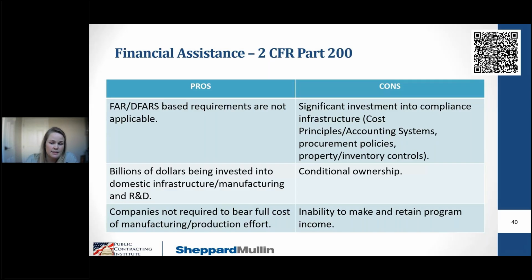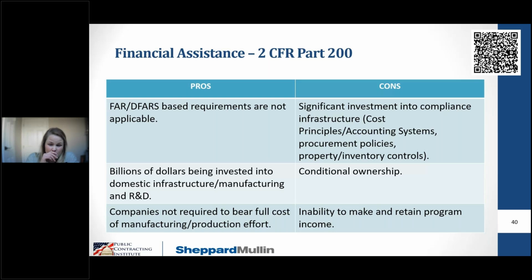Advantages of grants. Again, they're not DFARS-based contracts, so many of those obligations don't apply. There's currently billions of dollars coming in from recent congressional appropriations targeting for-profit companies for these programs. There's a lot of money out there that you can take advantage of.